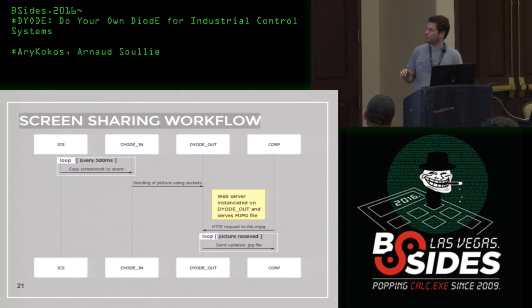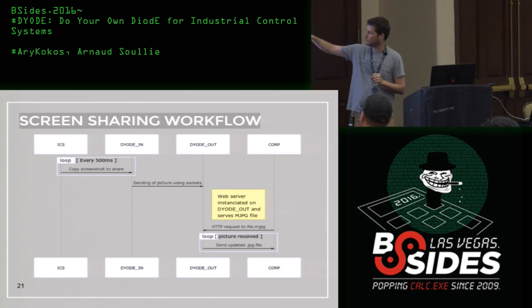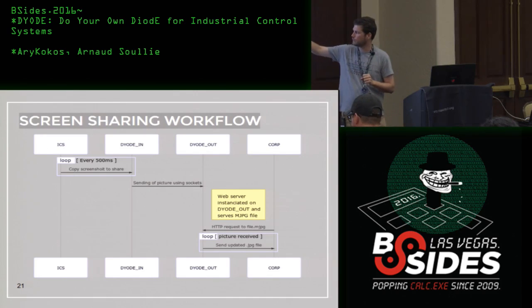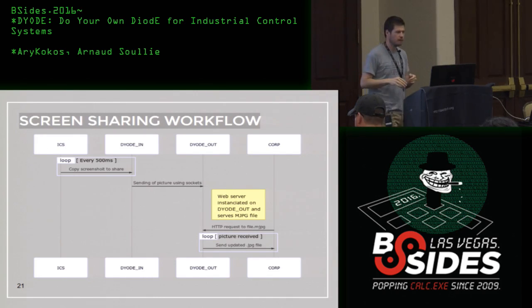Then the Raspberry Pi will use sockets to send the picture to the second Raspberry Pi, on which we instantiate a web server that will serve an MJPEG file. That's a technology that's mostly used for webcams. So that means the client does a GET request to the MJPEG file, and then the server keeps sending the new pictures, and it looks like a video, where it's just a series of pictures. Yeah. Does that answer the question on how it works?